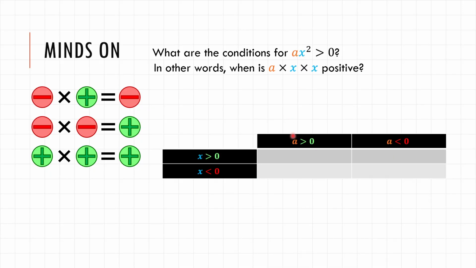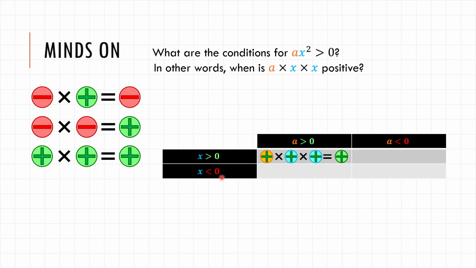What happens if a is positive? What happens if a is negative? And then for each situation, what happens if x is positive or negative? Looking at this one here first. If a was a positive number and x was a positive number, then you would have a positive times a positive times a positive. So here I have an orange a and in blue x times x. That's x squared. Hopefully you realize that if I'm multiplying three positive numbers together, I should get a positive number. So one of the ways that ax squared could be greater than 0 is if a and x are both positive.